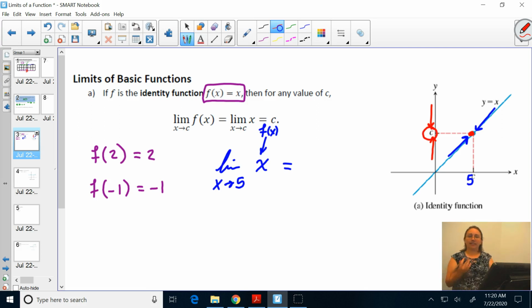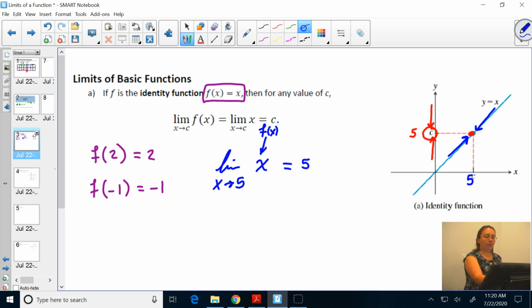Guess what? This is the identity function. So if that point has an x value of 5, it also has a y value of 5, because whatever you put in is what you get out. So the limit of an identity function is whatever you're actually trying to approach. So the limit of x, our identity function, as x approaches 5 is 5 itself.